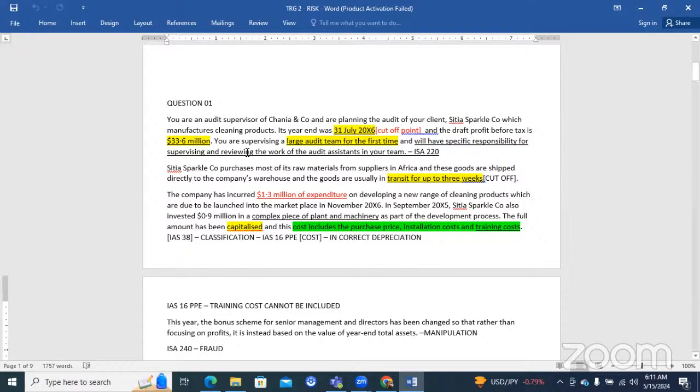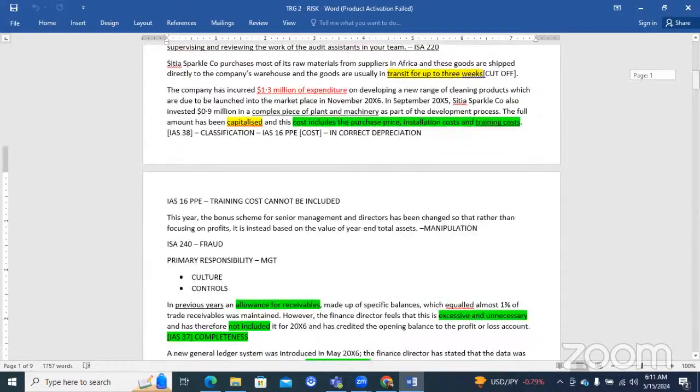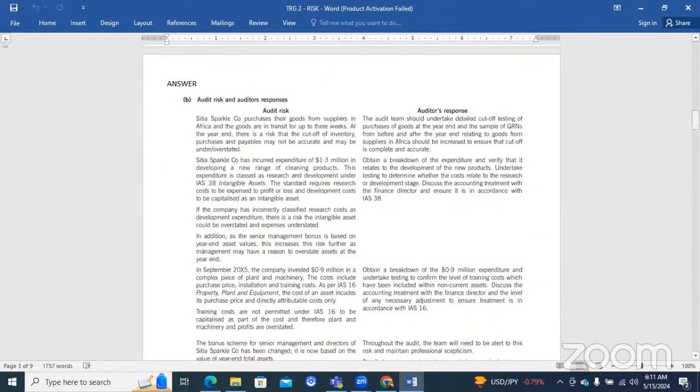So what I'm trying to tell you is when we supervise a large audit team first time, competency is an issue. Competency will affect the quality. ISA 220 is quality: individual quality control and firm level quality control. Therefore, it's a quality problem. Detection risk. How to write that answer? Let's take the answer scheme.